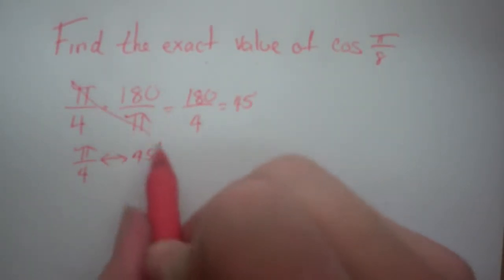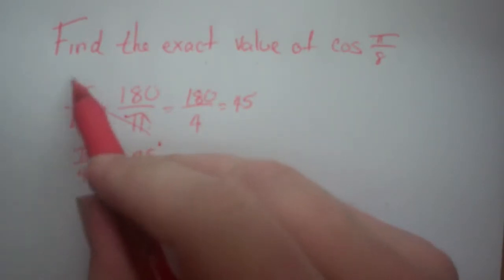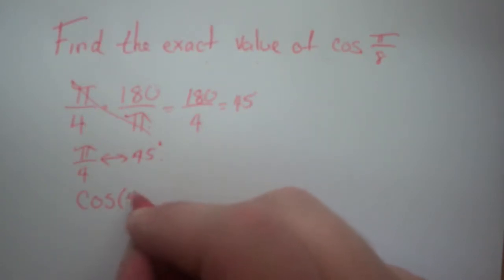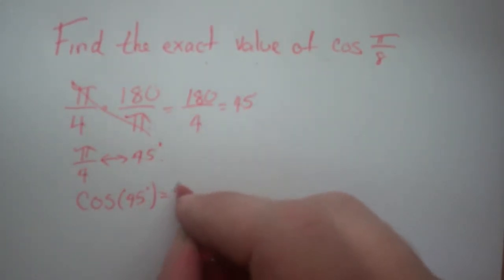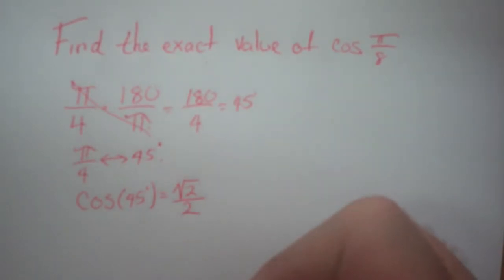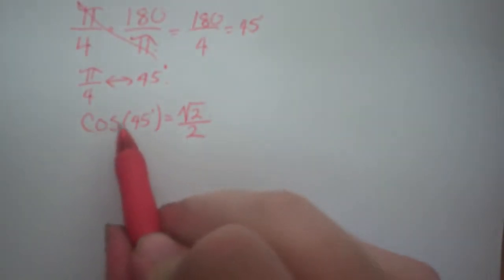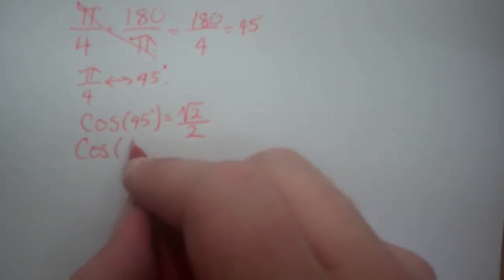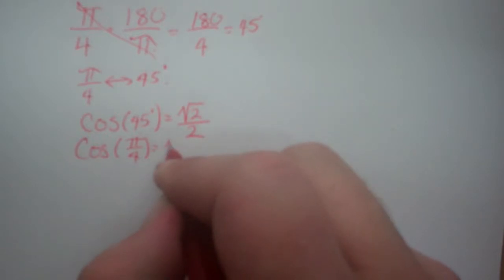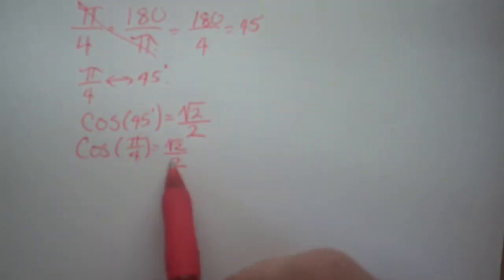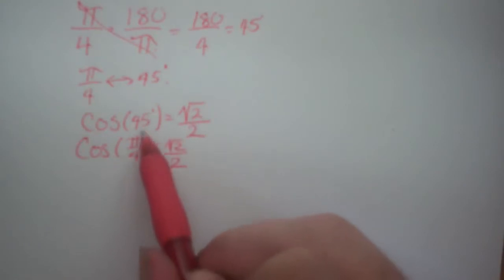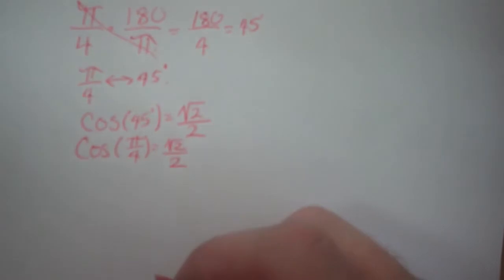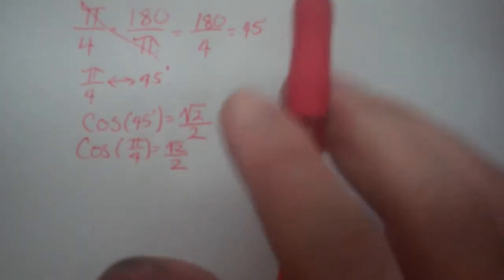So, why is this useful? Well, the reason this is useful is because we know, or we should know, the cosine of 45 degrees is exactly radical 2 over 2. Since the cosine of 45 degrees is radical 2 over 2, that means that the cosine of pi over 4 radians is also radical 2 over 2. The cosine doesn't care whether you're using degrees or radians. Make sure your calculator is on the correct one for the problem you're doing, though. Good.